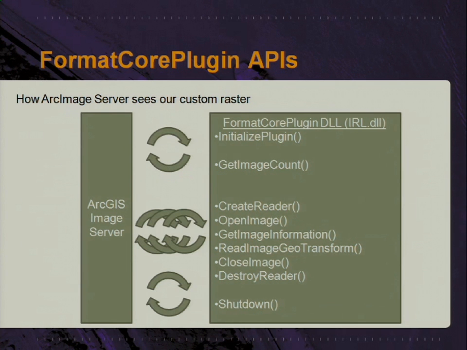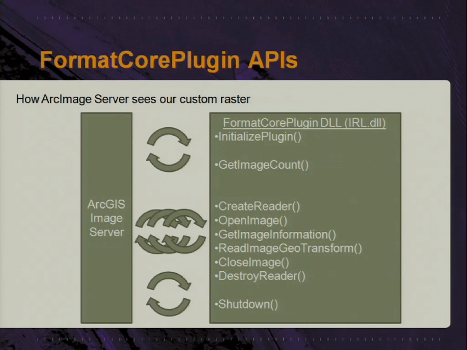Then it calls get image count. For us in the wavelet compression business, get image count here means find out how many resolution levels are inside of that MrSID image and report that. So the number of levels inside the particular image. Then, for every one of those levels, it goes out and gives us a chance to create the reader.